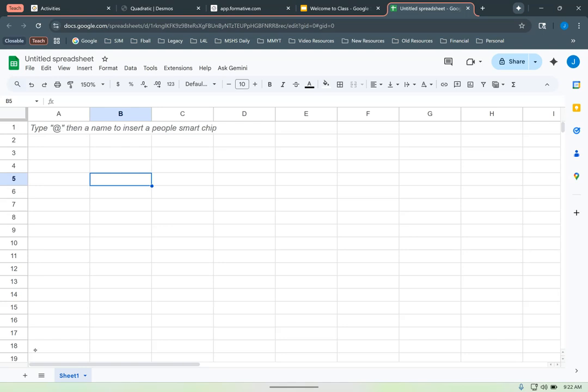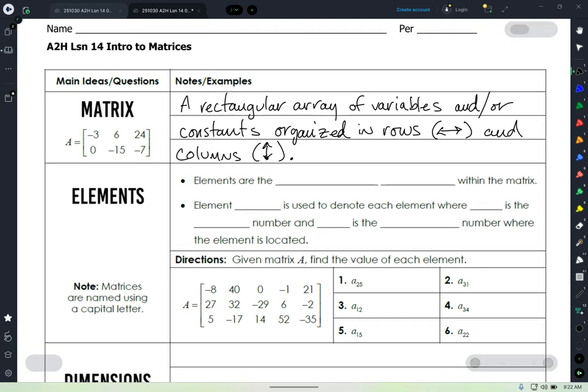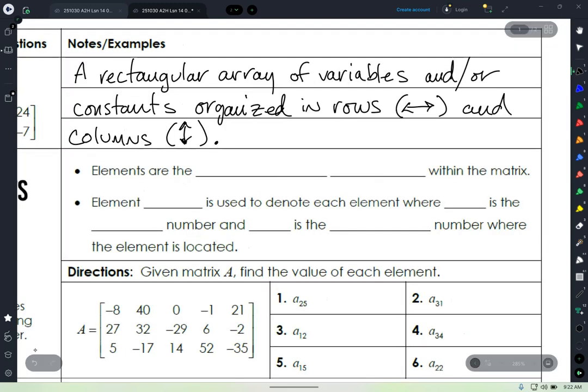All right, so let's go back to what we're talking about here. Now, inside each matrix, there are what we call elements, and elements are the individual items that live within the matrix. These are the individual pieces of data that are organized into rows and columns.